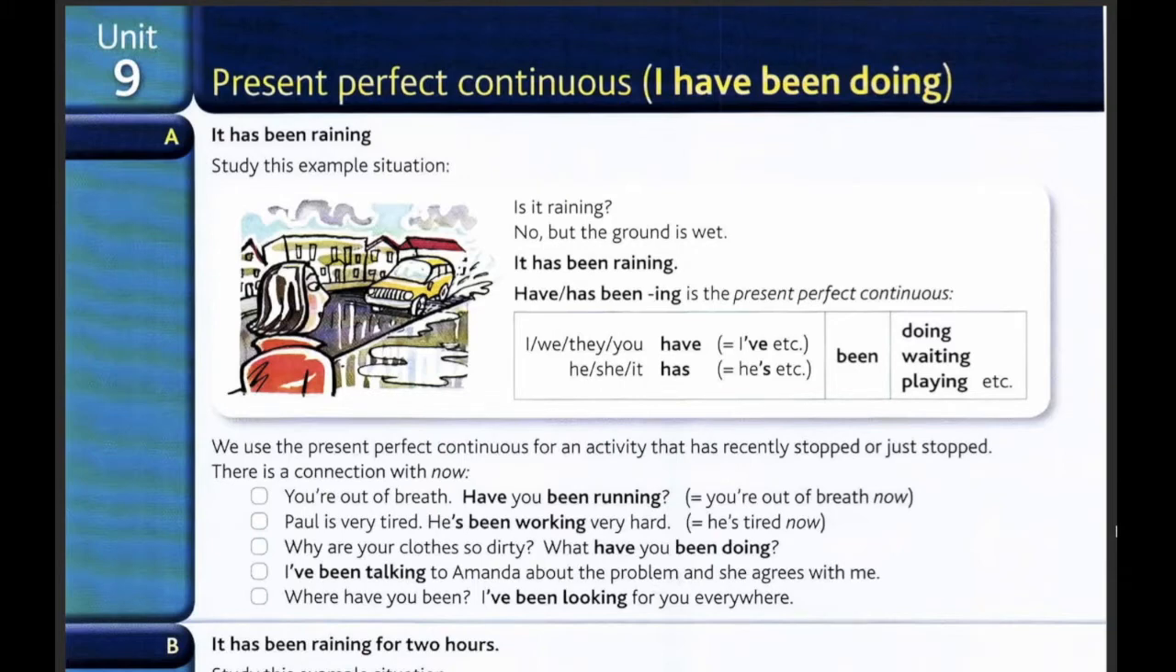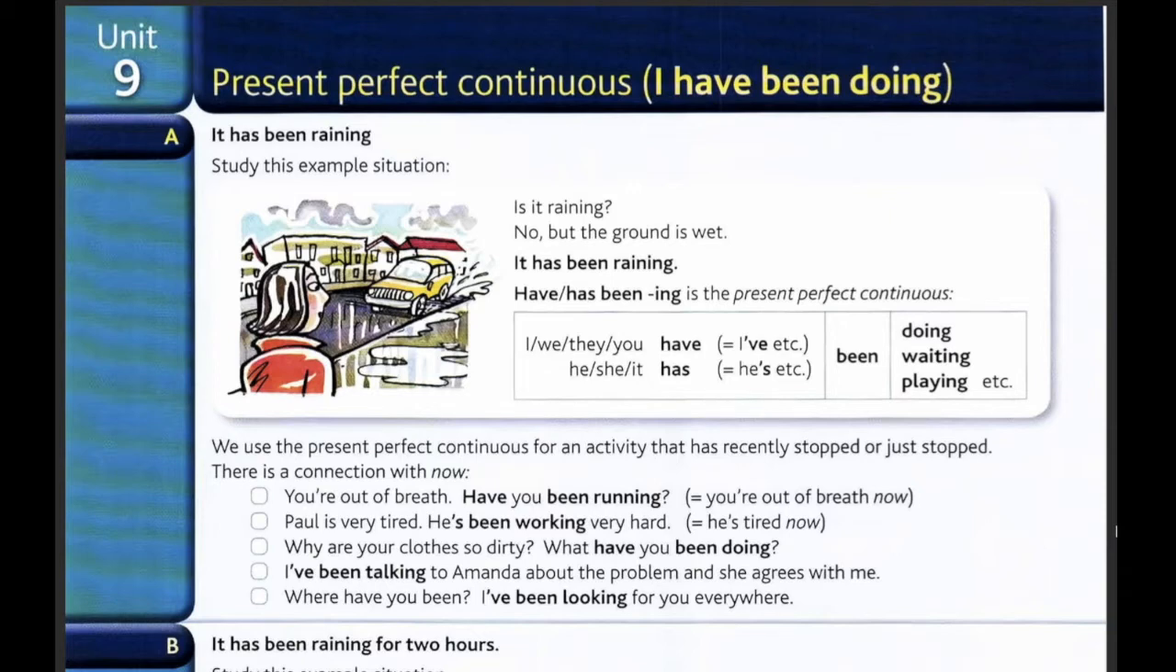We have Unit 9, present perfect continuous. I have been doing. Section A. It has been raining. Study this example situation. Look at the picture. We have a woman. She's outdoors. And she's not wearing an umbrella, even though the floor is wet. And there's a car passing by, and it's running over some water. And the water is spreading all around the sidewalk. So, is it raining? No, but the ground is wet.